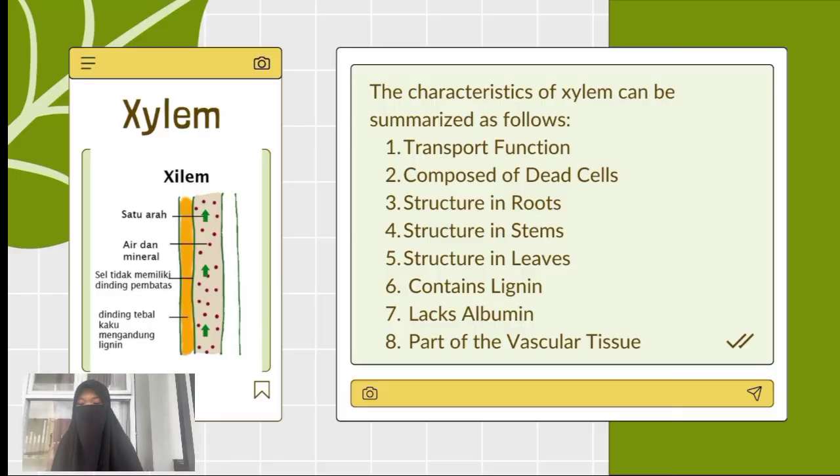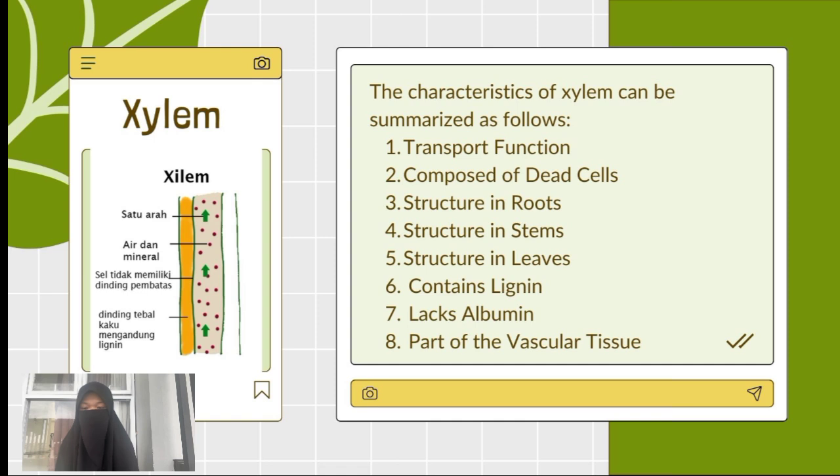Okay, now the characteristics of xylem can be summarized as follows. First, transport function. Xylem transports water and minerals from the roots to the leaves in one direction, from bottom to top. And second, composed of dead cells. Most xylem cells are dead cells with thick cell walls containing lignin to provide strength.